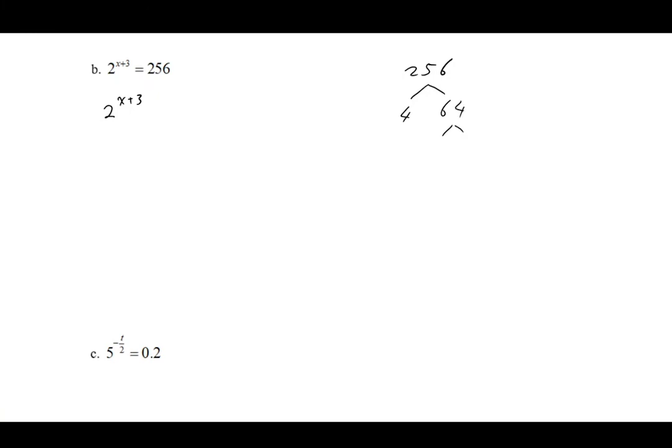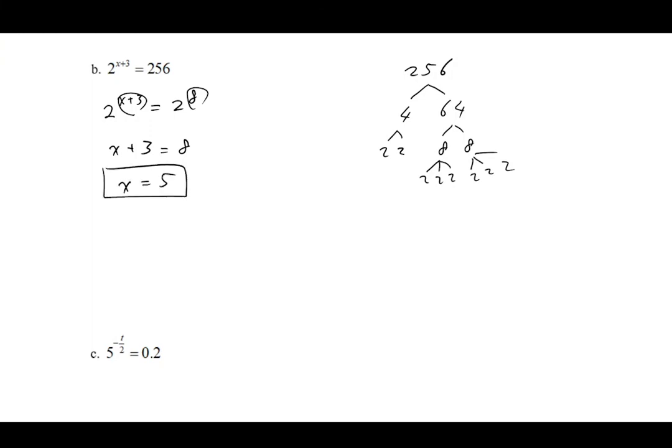64. Well, 8 times 8. And this is 2 times 2. 8 is 2, 2, 2. So how many 2's do we have? 8 of them. So this is the same as 2 to the 8th power. But that tells you then x plus 3, well, this thing is equal to that thing, is equal to 8. Therefore, x is equal to 5. Good. Okay then.